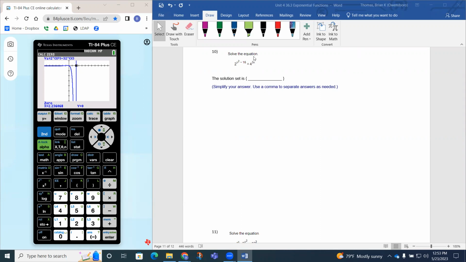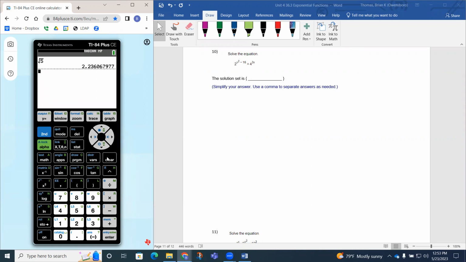So question 10, it wants to solve this equation: 2 to the x squared minus 16 is equal to 4 to the 3x. So I'm going to clear that off there. So again, one of the strategies at this time is if I can make the bases the same, then I can set the exponents equal to each other.